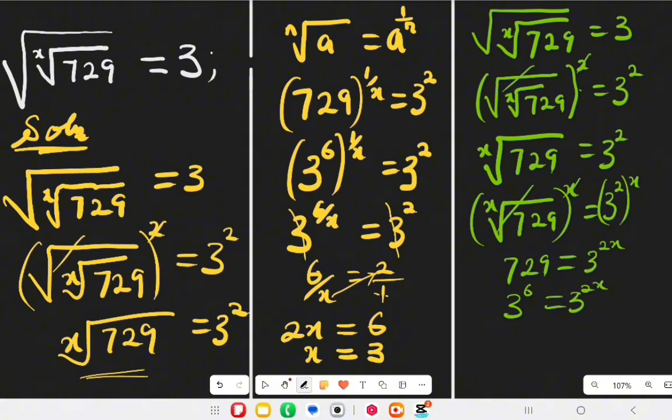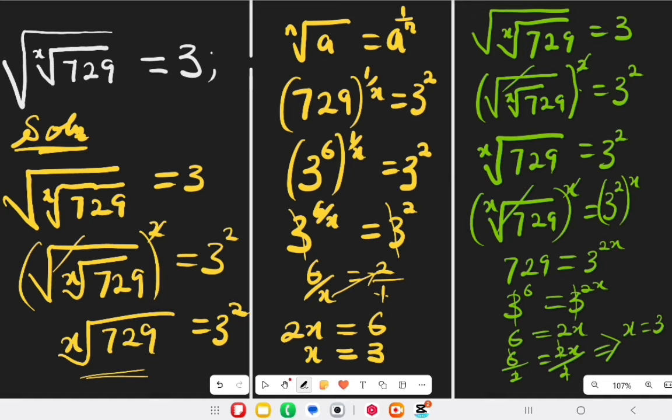We compare both sides, the base and the power. The base will cancel base, left with 6 equals to 2x. When we divide both sides by 2, we are going to have 6 over 2 equals to 2x all over 2. 2 will cancel 2, and 2 into 6 gives us x equals to 3, which is the same answer with the first one.